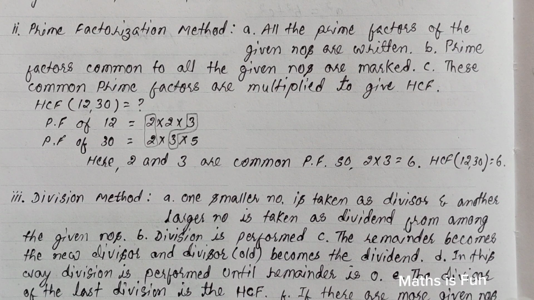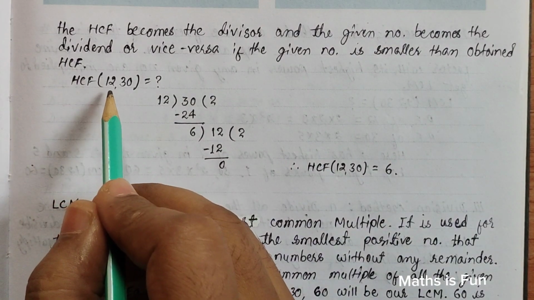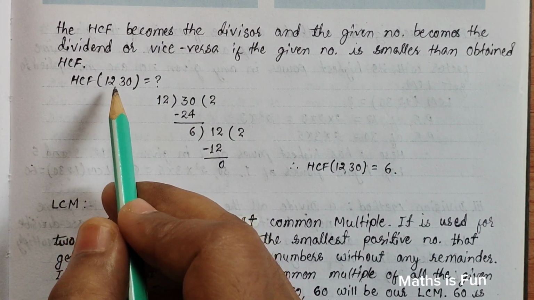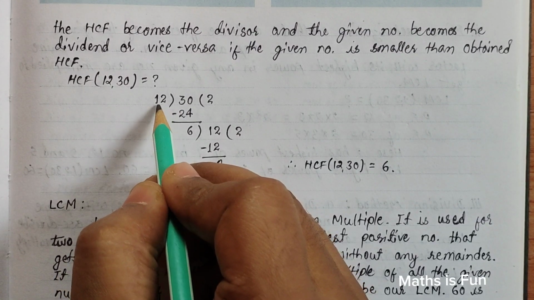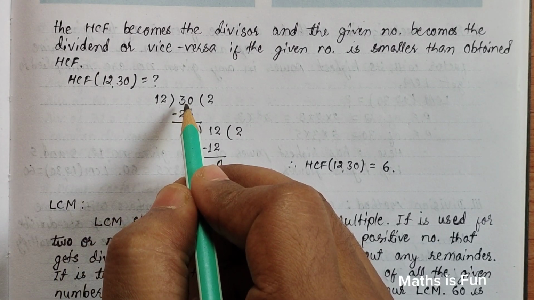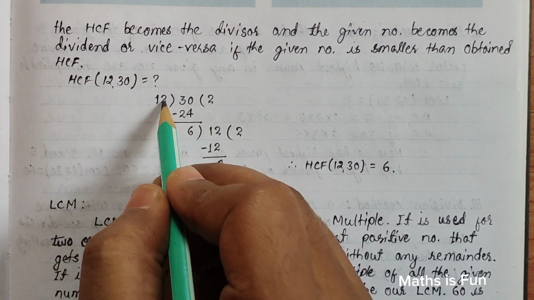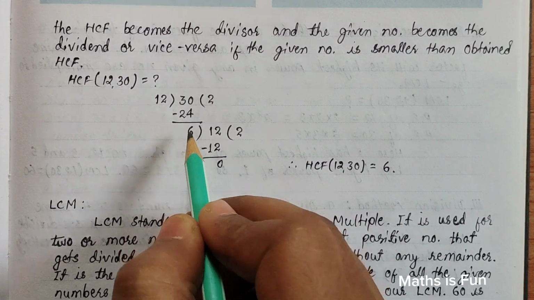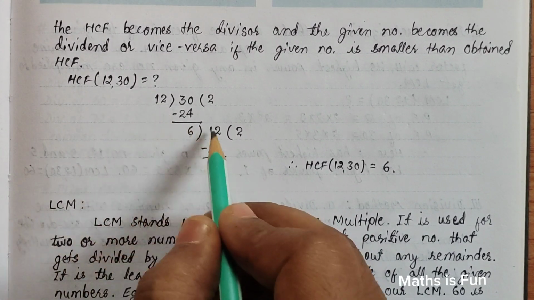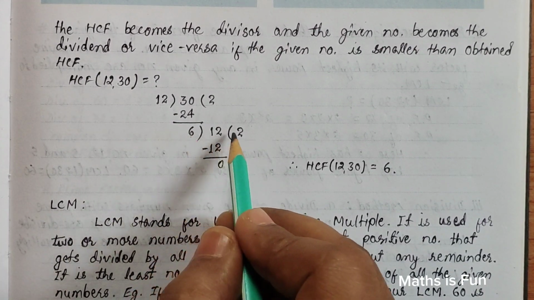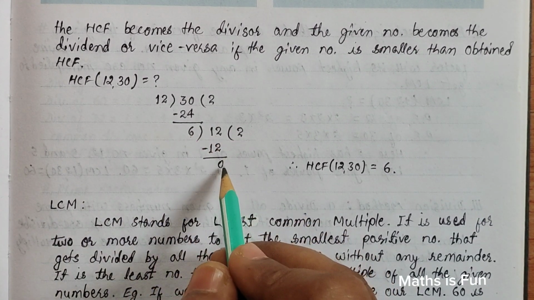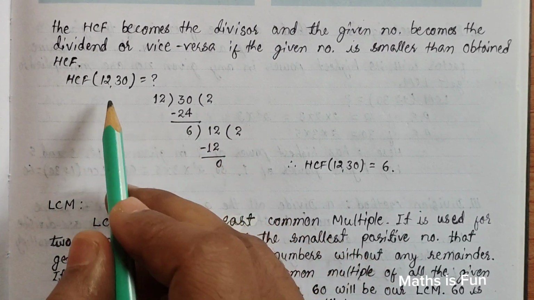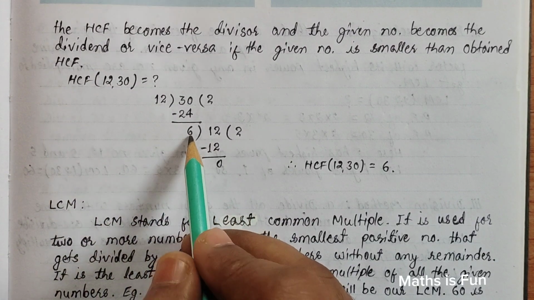We'll make it more clear with the help of an example. We want the HCF of 12 and 30 using the division method. 12 is the smaller number, so we'll take 12 as the divisor and 30 as the dividend. 12 into 2 is 24, so 6 is left. This becomes the new divisor and the old divisor 12 becomes the dividend. 6 into 2 is 12. Now we have got 0, so we'll stop here. This divisor 6 becomes our HCF. So the HCF of 12 and 30 using the division method is 6.